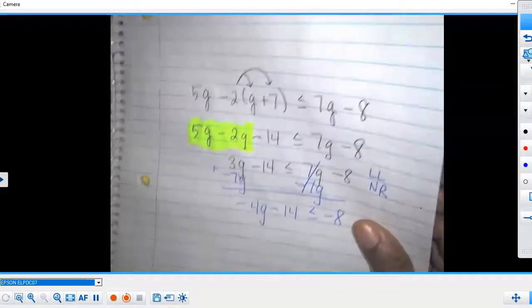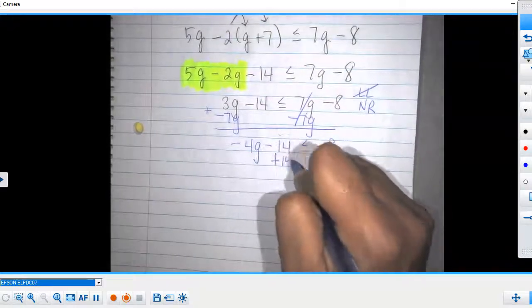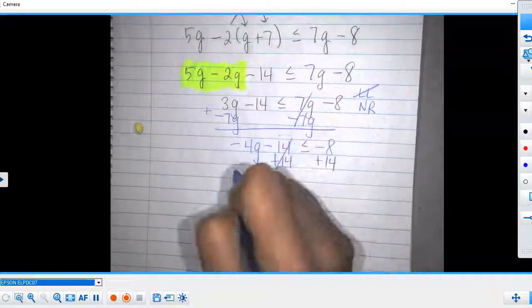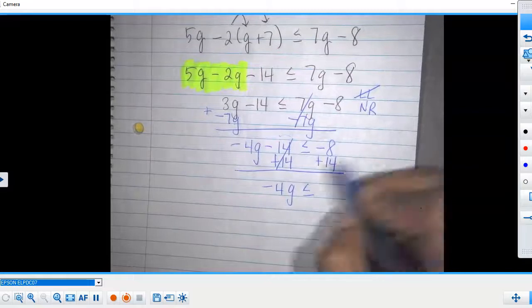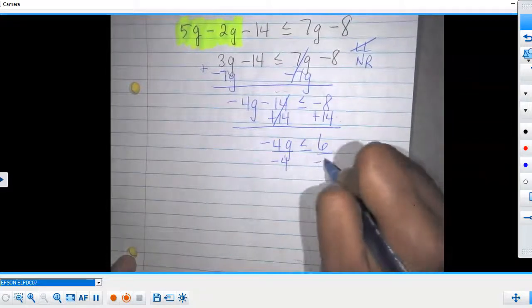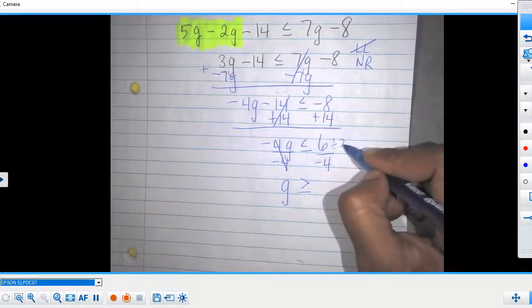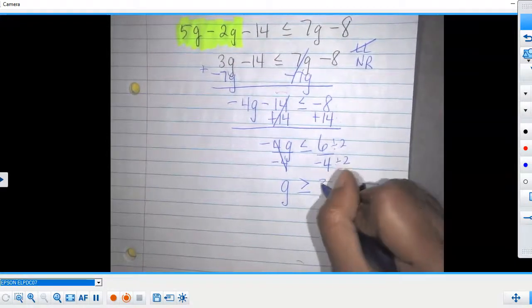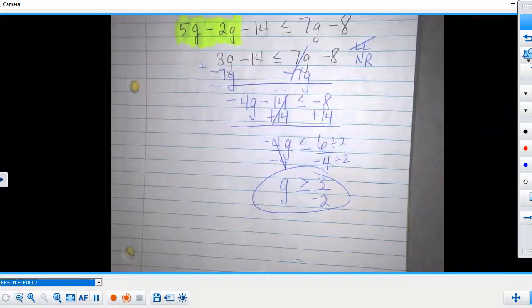Then I'm going to move my numbers to the right and take care of letters left. So I have to do the inverse of subtraction. I have to do addition, change the address. Adding that will give me a 6. Divide by negative 4. Ding, ding, ding, flip, flip, flip. So g is greater than or equal to, this reduces, they're both divisible by 2 because it's even, so 3 over negative 2, which is negative 1.5. So I want something greater than negative 1.5. So 0, 2, 8, okay?